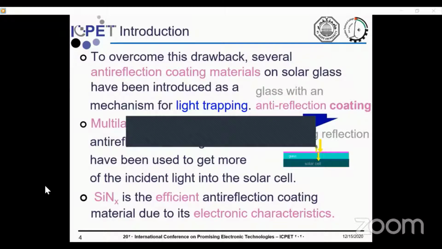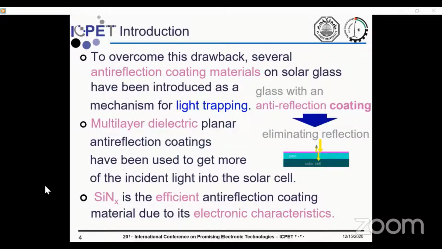To overcome these losses, several anti-reflection coating materials on solar glass have been introduced as a mechanism for light trapping. So, anti-reflection coating is one method used for light trapping for solar cells. Multi-layer dielectric planar anti-reflection coatings have been used to get more of the incident light in the solar cell.